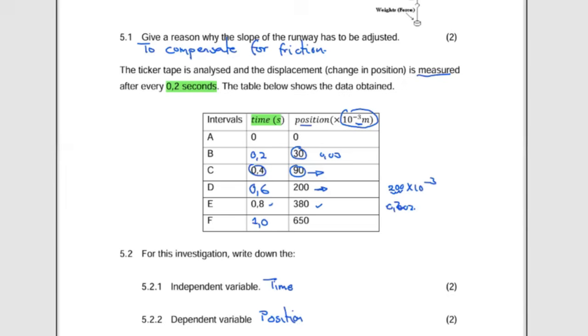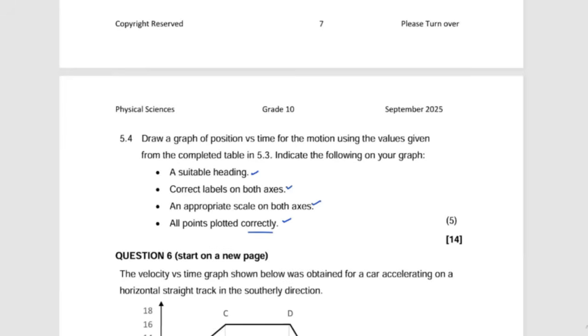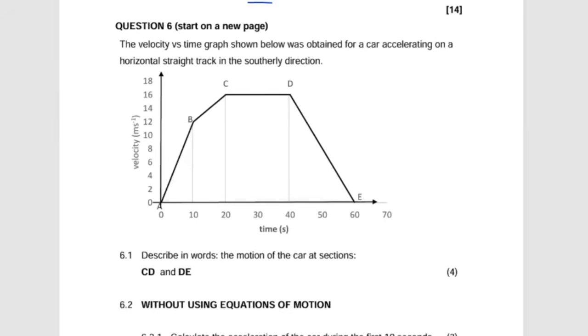So then to look at the plots that were actually being asked there, we just check. All points are plotted, yes. Appropriate scale on both axes, yes. Then correct labels on both axes, yes. And then a suitable heading, we actually gave it a suitable heading. Then to proceed there to question number 6.